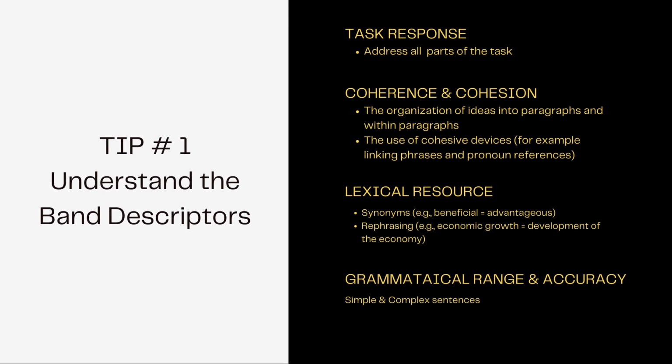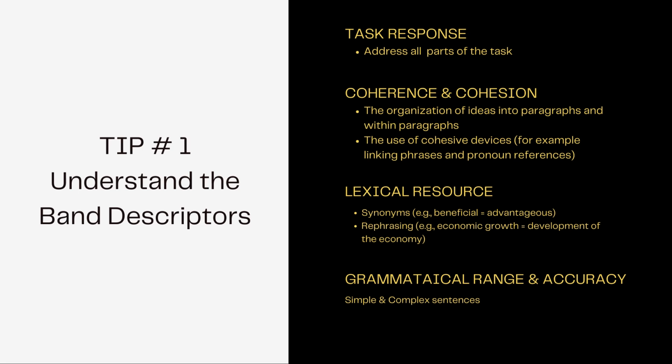So the tip number one which I am going to discuss today is the understanding of the band descriptor. So band descriptors is basically the criteria through which you can perform well in your IELTS writing. Number one is task response. Number two is coherence and cohesion. Number three is lexical resource, and the last one is grammatical range and accuracy. So task response is basically responding to the task fully. It means to respond to the question as a whole.